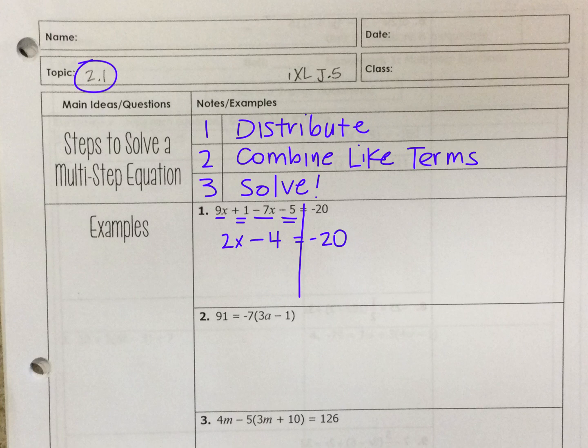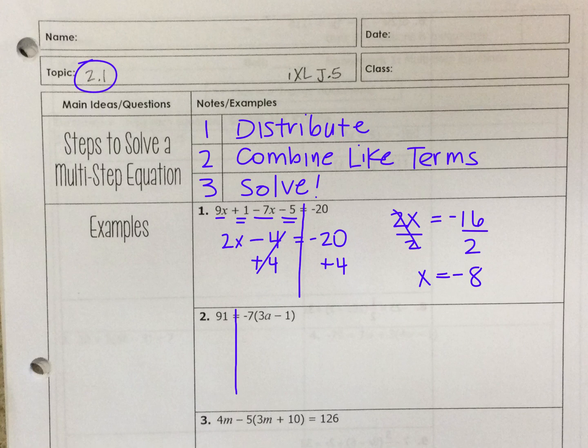So now it's time to start moving stuff. I'm going to add 4 to get that 4 to go away. Now I'm left with 2x equals negative 16. Divide by 2. X is negative 8. Let's look at the next one.